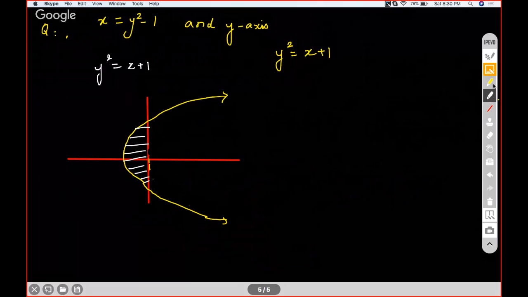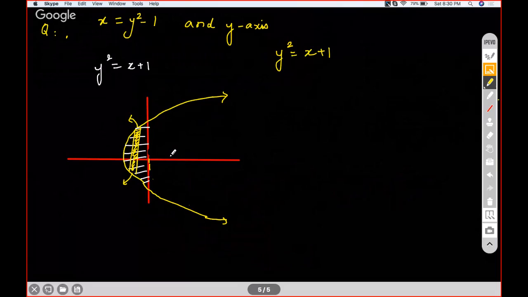Now, see the problem here. The moment you make a vertical strip like this, the top part of the strip and the bottom part of the strip are on the same curve. So what will you do? You take horizontal strips. Okay, that's one of the ways. But I want to really ask you, the upper part and the lower part of the curve, do they have the same equations? No.